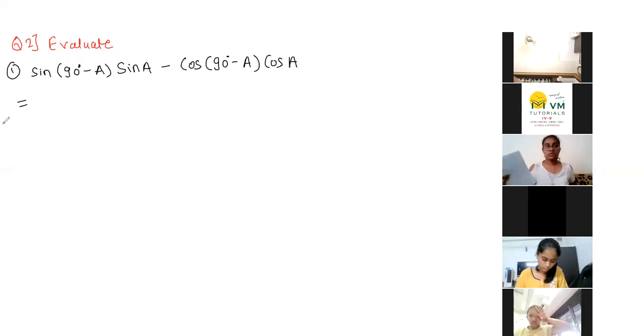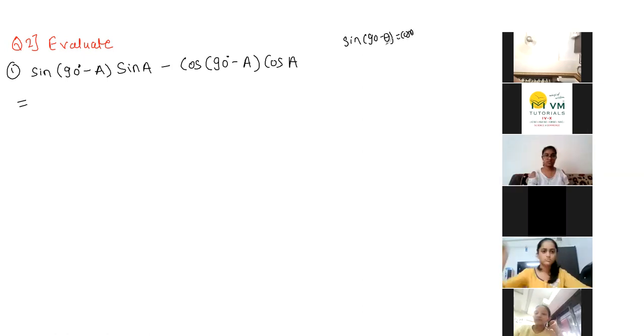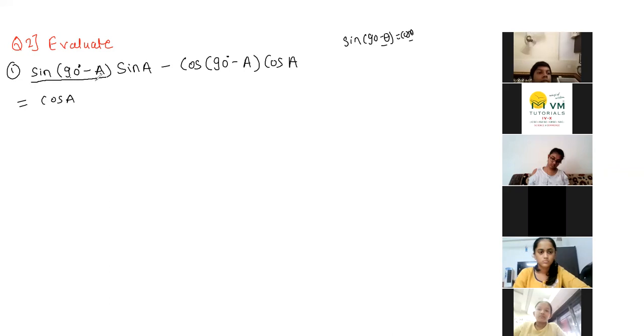So we know that sine 90 minus theta, what is it? Sine 90 minus theta is cos theta. Theta and a both mean angle. So sine 90 minus a, what will it be? Cos a. Then sine a as it is next.